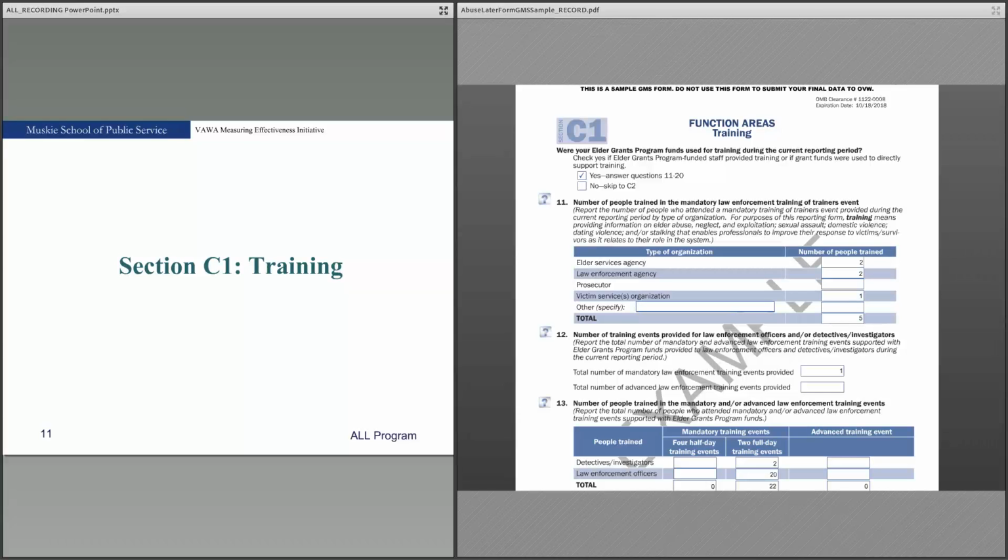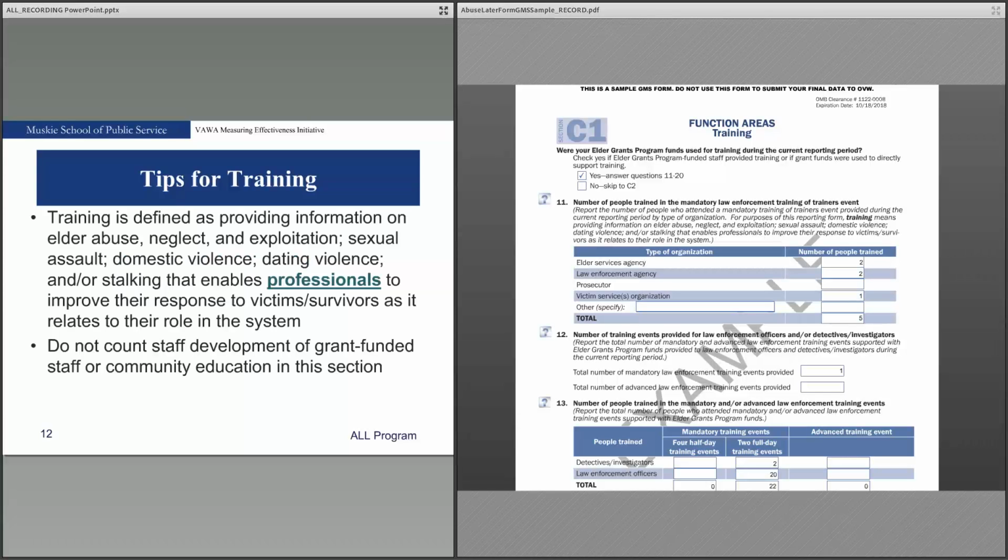And do not count general community education in this section. That is, education events provided to people who are members of the general community and not members of the response to victims in a professional capacity. So when you are thinking about whether or not to count an activity as training, think about your audience. If you are presenting to a group that is typically not seen as professionals that work with victim survivors or offenders, you should question whether you are providing training or rather you are doing community education.